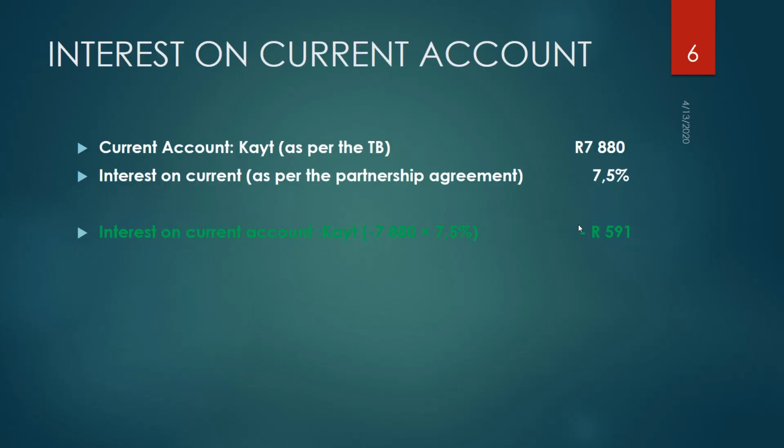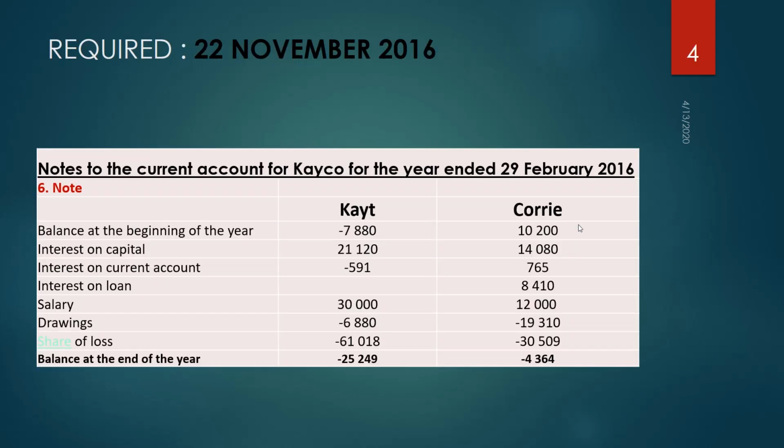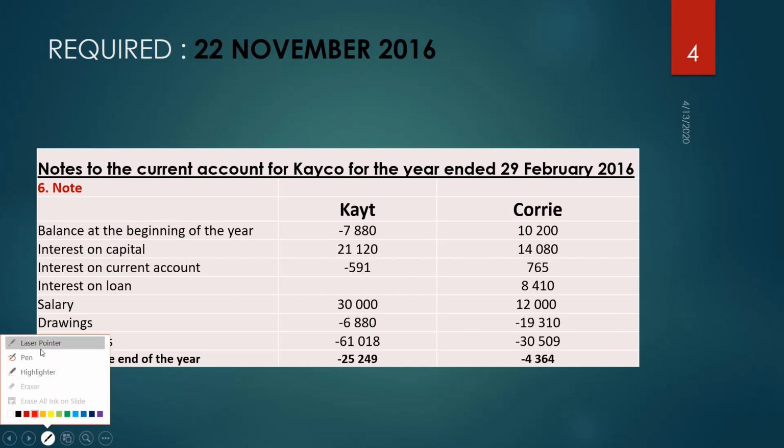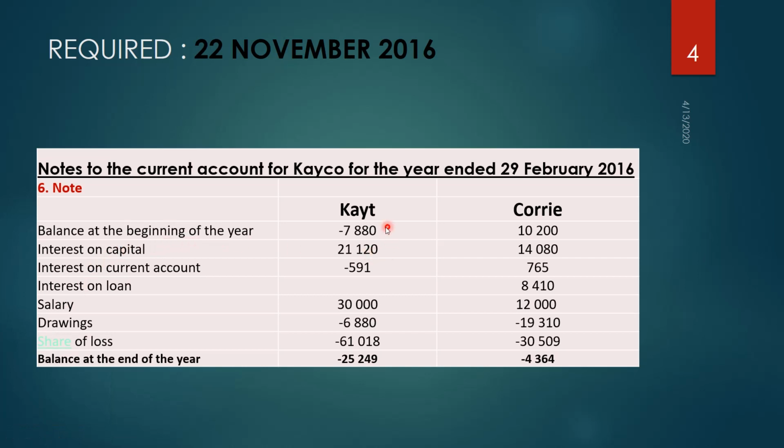Okay, let me go back a little. Now I want to show you the end product relating to the current account. Once you're done with your calculations, your note to the current account relating to the partners should look like this. You will have the balance at the beginning of the year. I've already dealt with those items. I've mentioned that we obtained them from the pre-adjusted trial balance. We did a calculation of interest on capital.